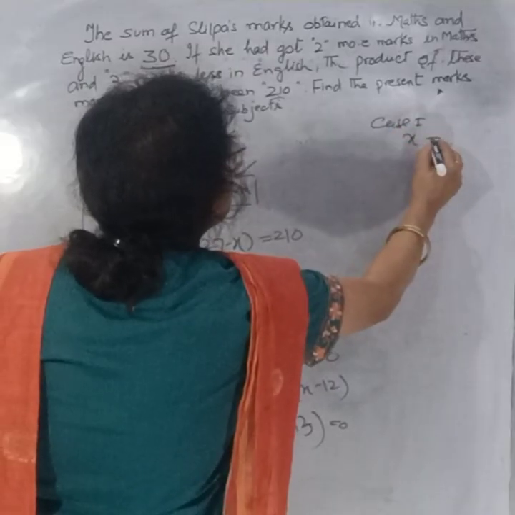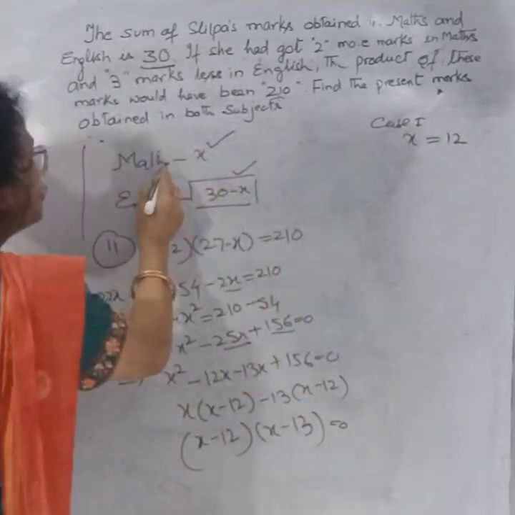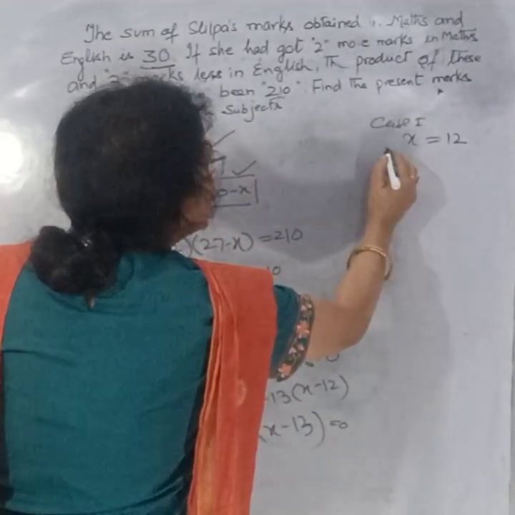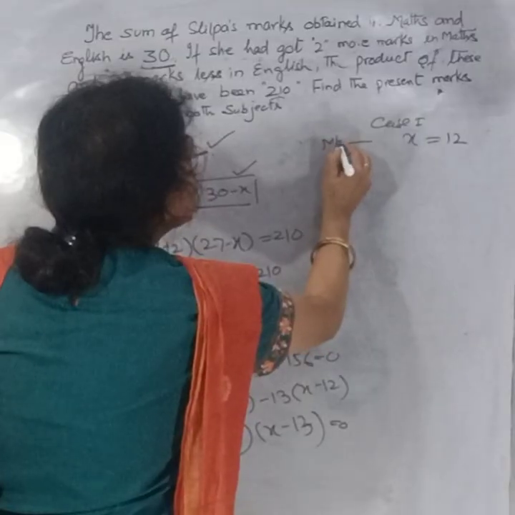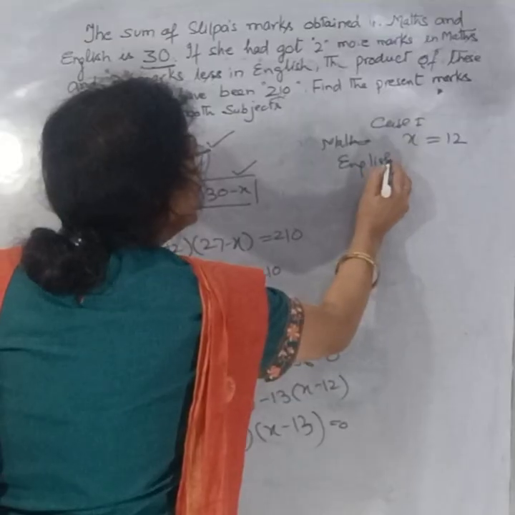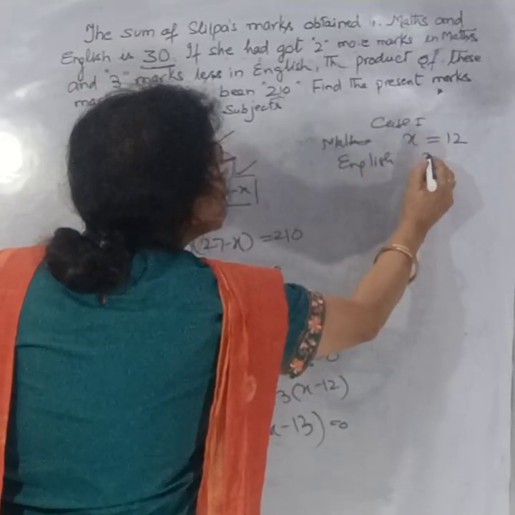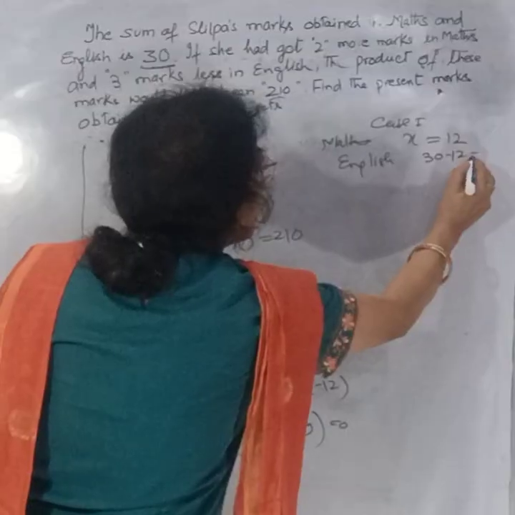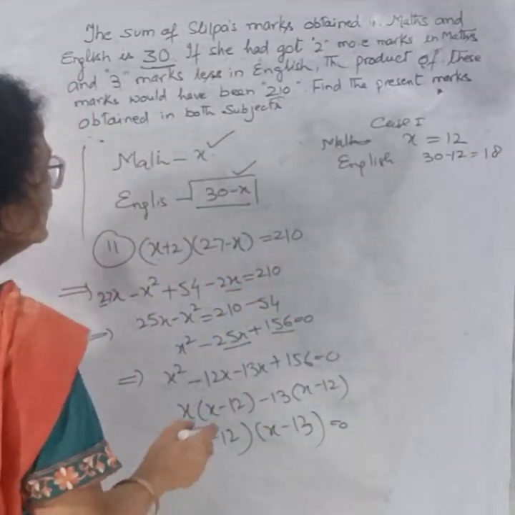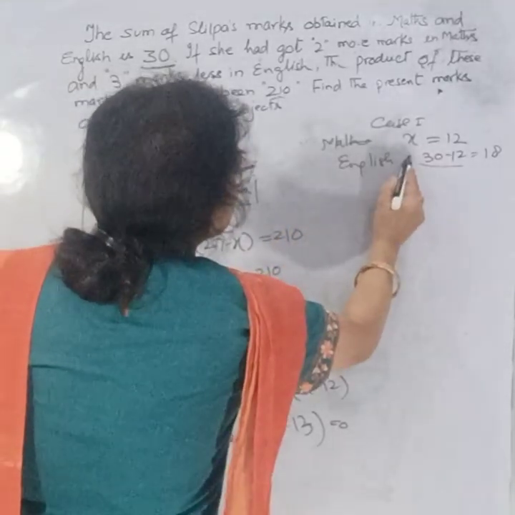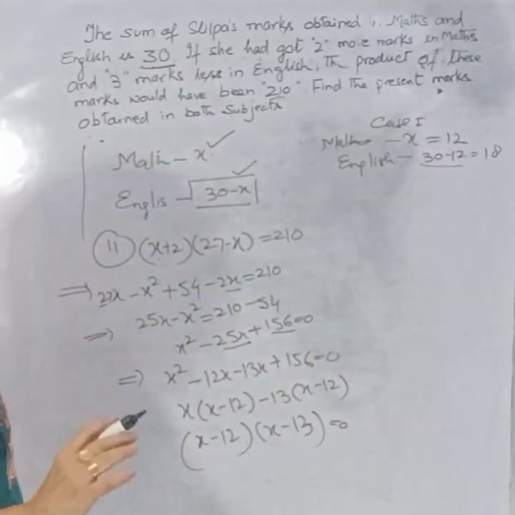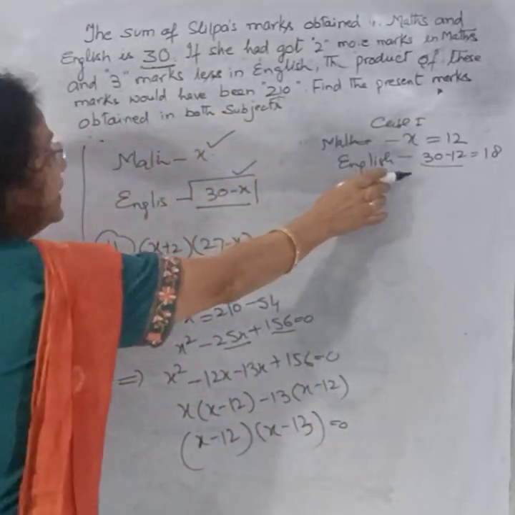When x is equal to 12. When marks obtained in maths is 12, then in English it will be, this is maths, English, it will be 30 minus 12, that is 18. Okay? These are the total marks. This is maths and this is English, 12 and 18. Now, case second is to be checked whether it is correct or not.